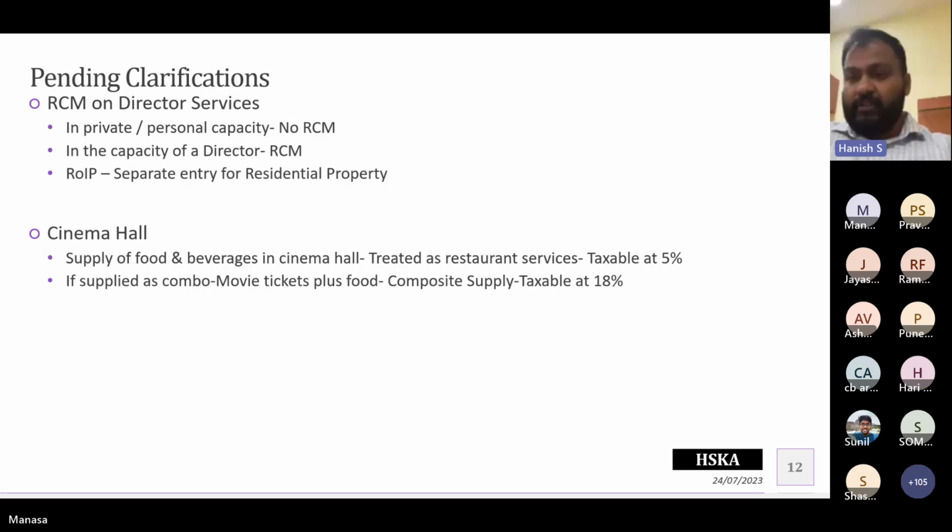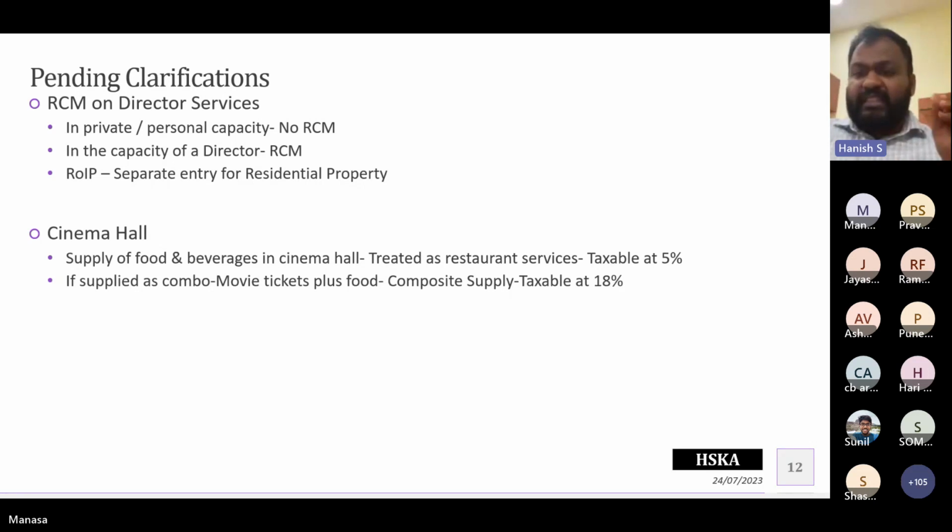Now the circular has come. Circular has not come, sorry, the press release has come, which says as long as these services are in the personal capacity of the director, no RCM will apply. If it is in the capacity of the director, then RCM will apply. So let's look at an example.